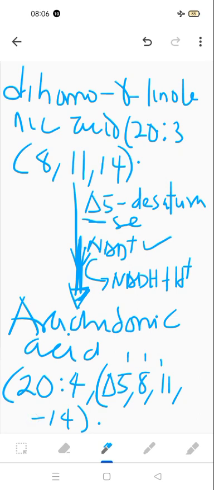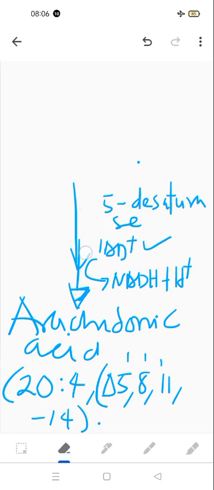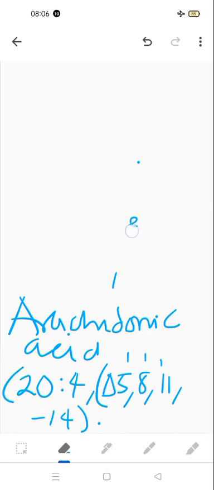Now, this arachidonic acid that is formed will then be esterified with membrane phospholipids. So remember, the phospholipids that we can find in the cell membrane can either be phosphatidyl serine, or phosphatidyl choline, or phosphatidyl inositol, or phosphatidyl ethanolamine, right?